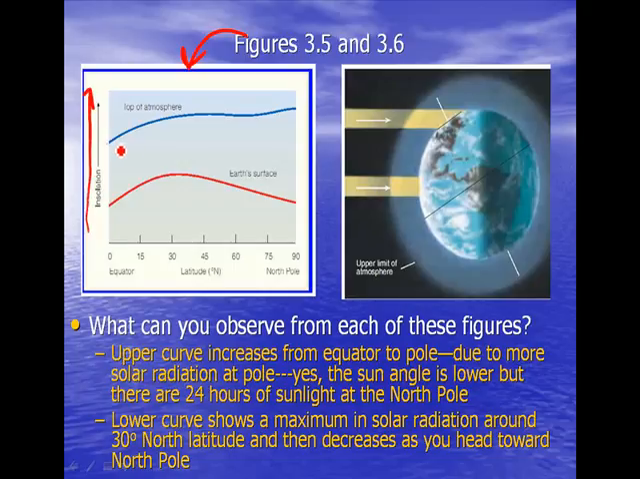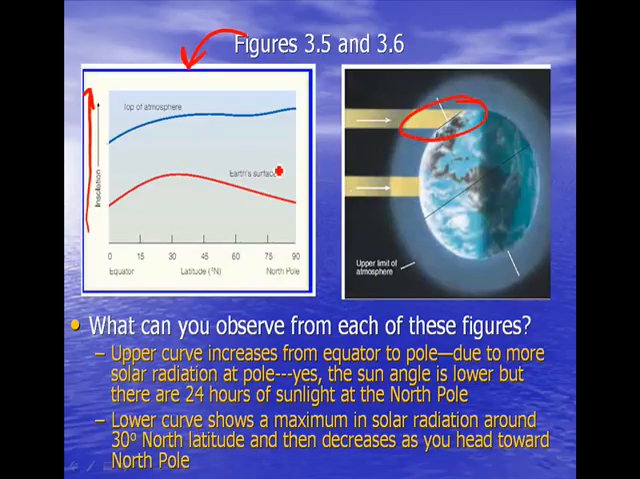So as we look at the amount of solar radiation received at the top of the atmosphere, notice here at the equator, going up to about 45 degrees, it begins to increase and then levels off, and then begins to increase again as we head toward the poles. And you can see that over here in the figure.